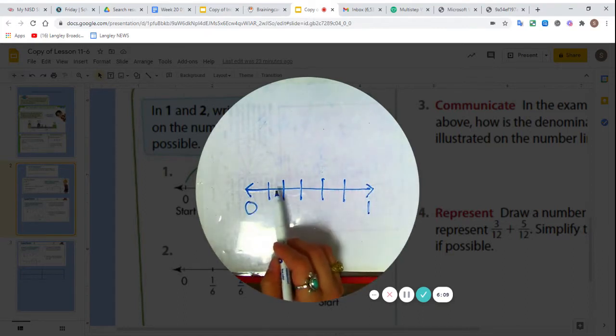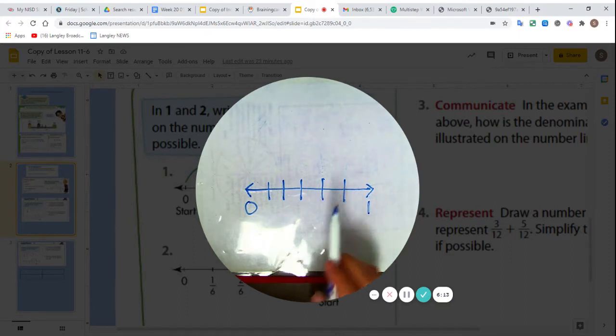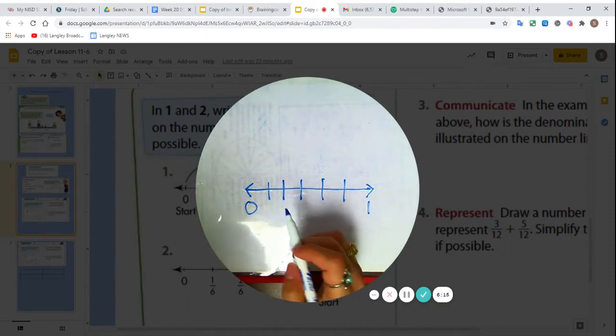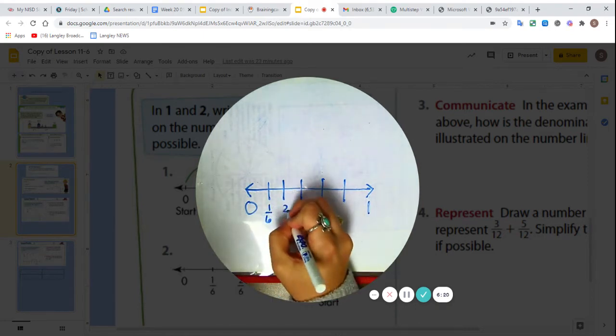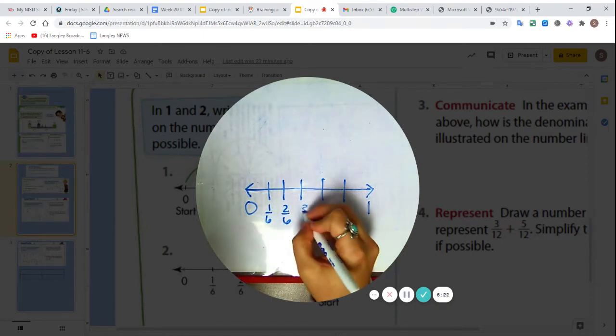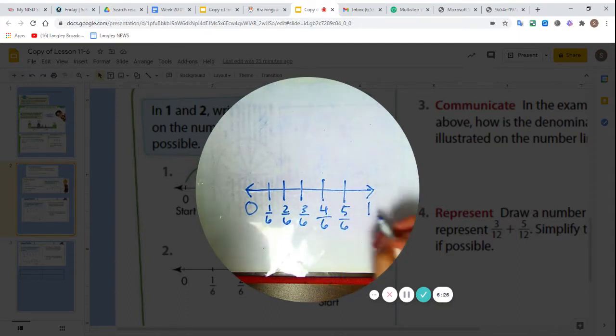Okay, I have 6 parts: 1, 2, 3, 4, 5, and 6. Okay, so 6 parts. All right, now they have 1/6, 2/6, 3/6, 4/6, 5/6, and then we have our whole, right? Or our whole could be written as 6/6.